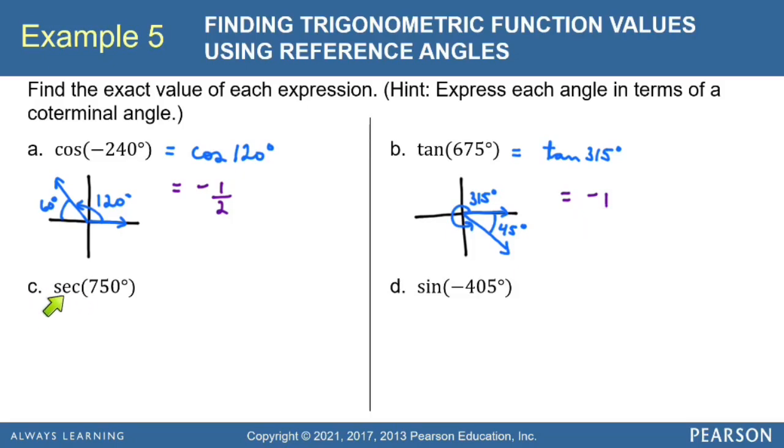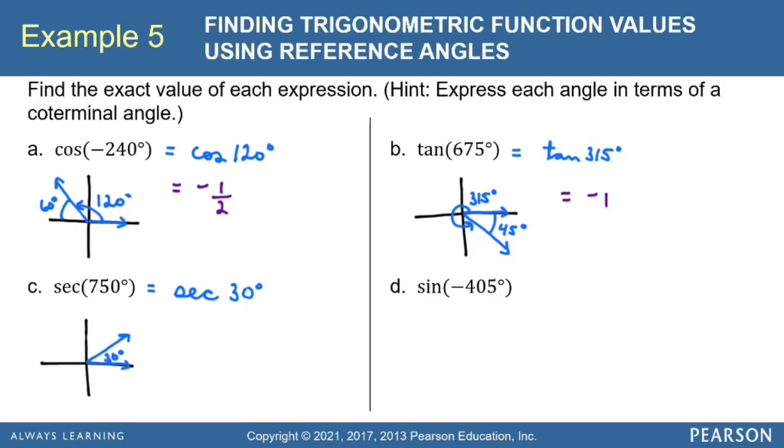For part C, we have the secant of 750 degrees. Now if you subtract 360 from that, you'll have to do it twice, but you'll find out that the secant of 750 degrees is equal to the secant of 30 degrees. And of course we know 30 degrees is a quadrant 1 angle. We really don't even have to sketch it, but I did anyway. And we know that all function values are positive in quadrant 1, so this secant value will be positive.